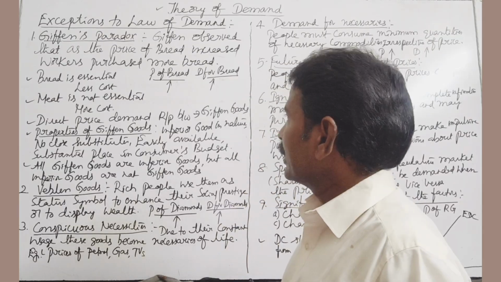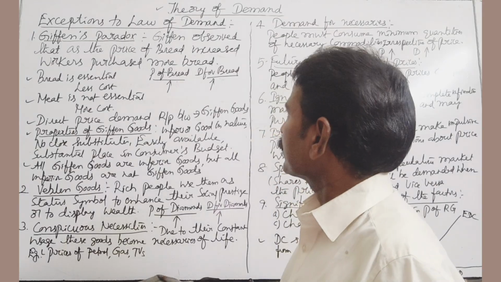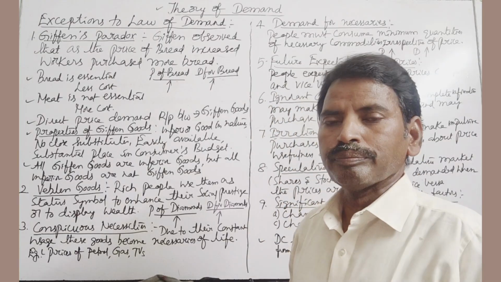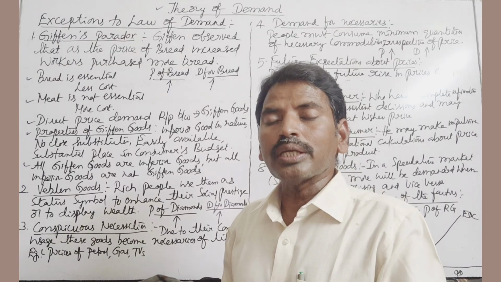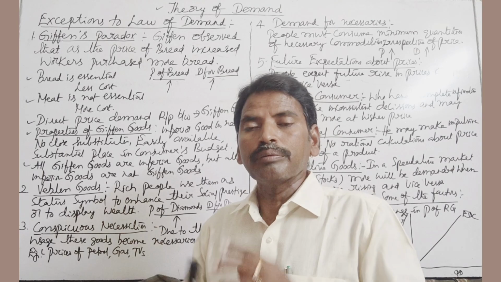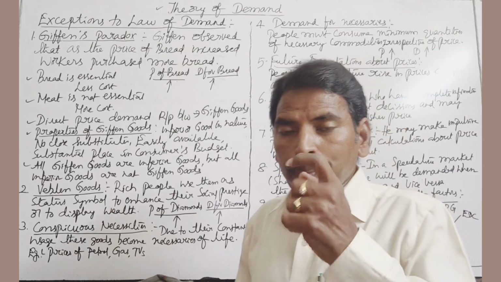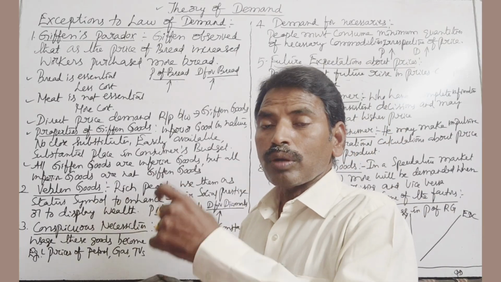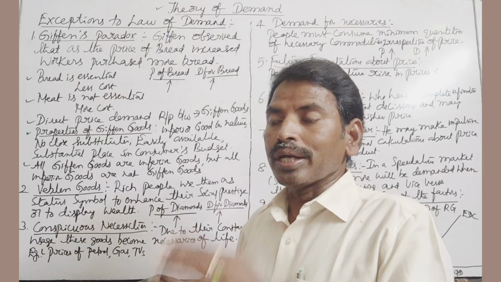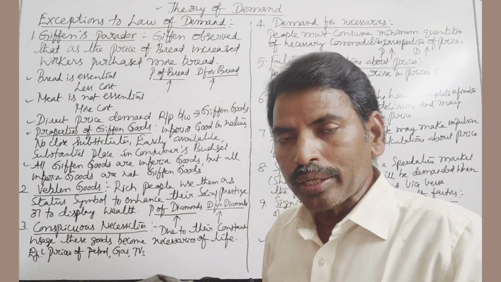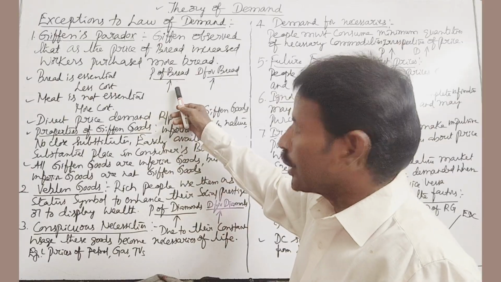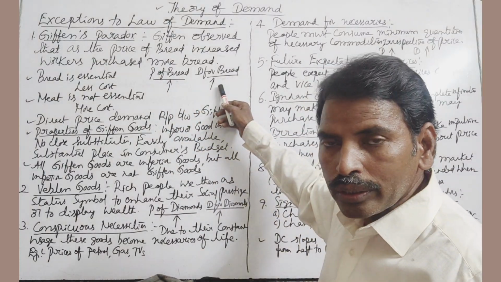Giffen's paradox. Sir Robert Giffen observed that as the price of bread increased, workers purchased more bread. This is quite against the law of demand. What did Sir Robert Giffen observe? He observed that when the price of bread increases, the quantity demanded for bread also increases. There is a positive or direct relationship between price of the bread and demand for bread.